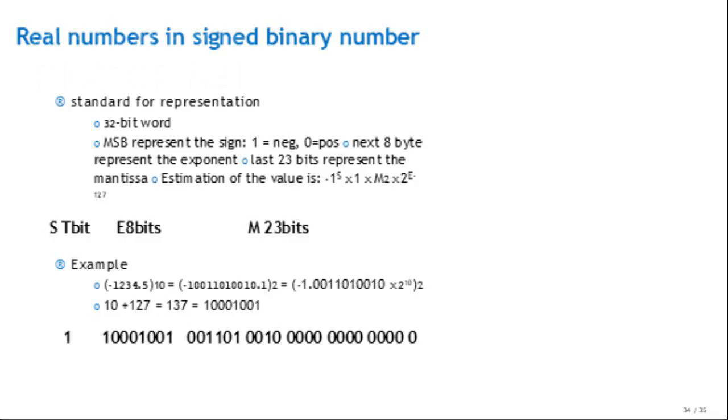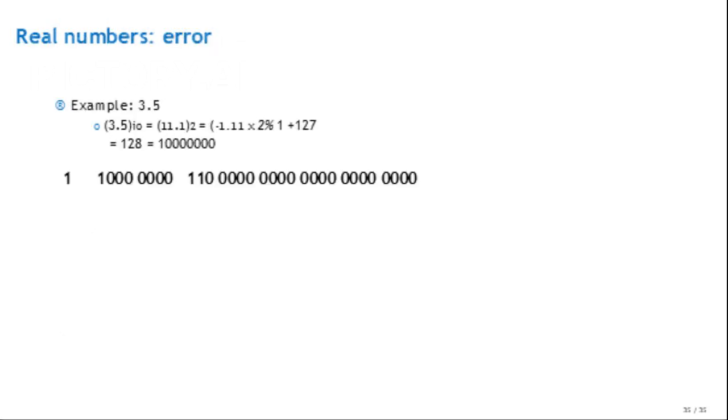For example, 3.5 in base 10 equals 11.1 in base 2 equals 1.1 x 2 to the power of 1, plus 127 equals 128 equals 10000000.